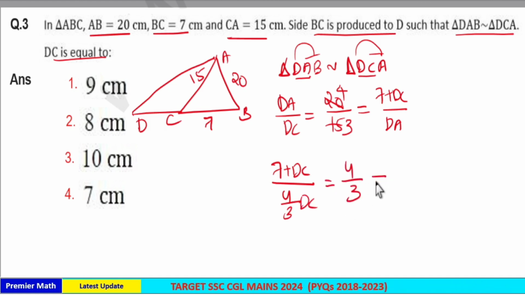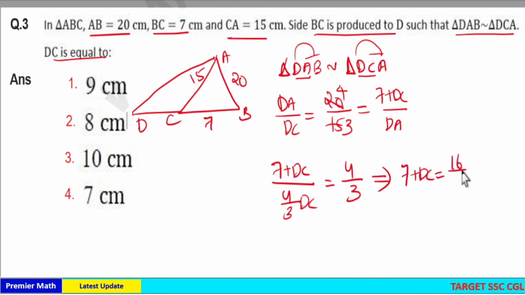Now from this, 7 plus DC is equal to 4 by 3 into 4 by 3 DC. 7 plus DC is equal to 16 by 9 DC. So 16 by 9 DC minus DC is equal to 7.